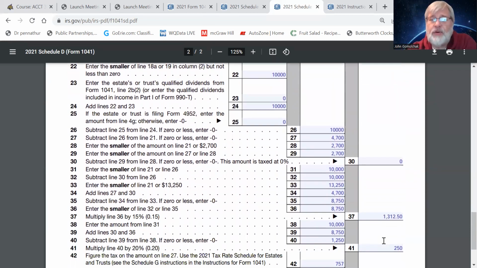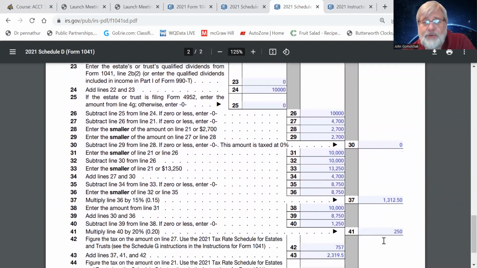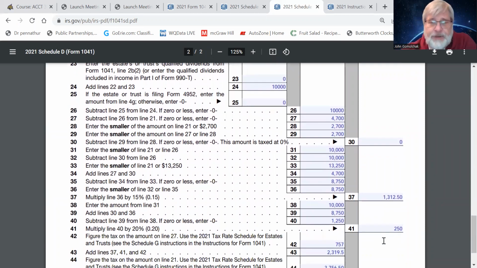All right, now, what we've done here to try and explain the way that this form is working, we end up paying tax at different rates on the capital gain. So on line 31, what they're doing is isolating the long-term capital gain that we're going to be paying tax on. So $10,000 of our income is long-term capital gain. So now we're going to pay tax on that.